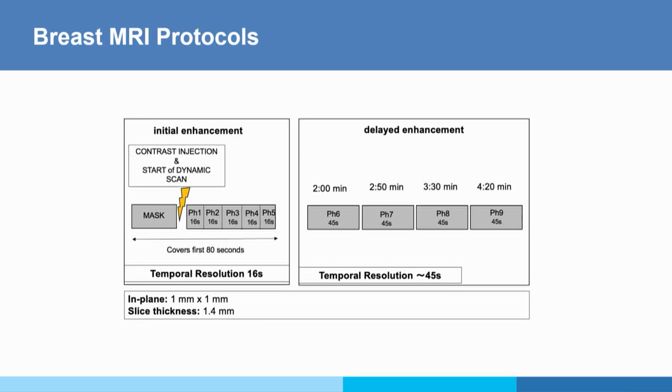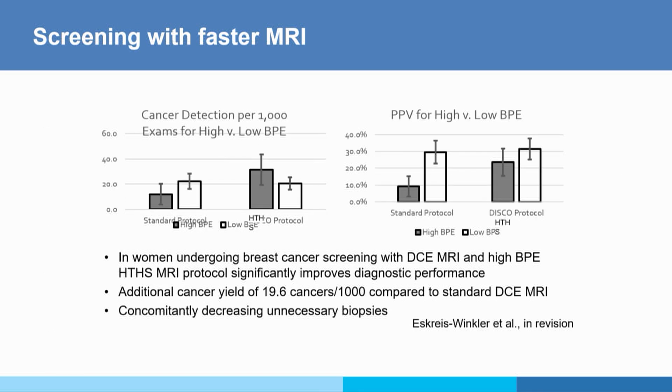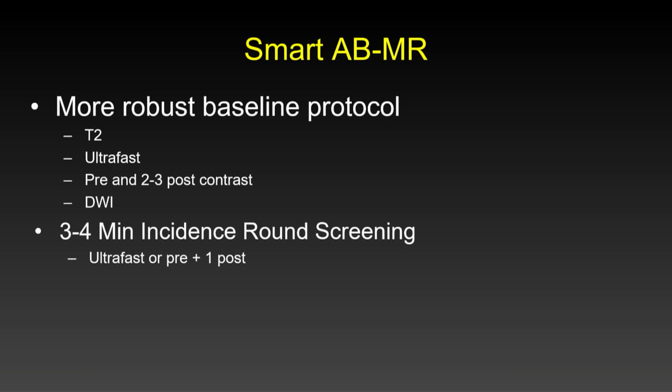But as I mentioned before, Sarah Winkler's data, I'll just jump to the slide, showed that having that ultrafast early on, particularly in patients with BPE, can drastically increase the sensitivity in patients with high BPE. So I think if you're doing an ABMR program or starting it up, you should incorporate some type of ultrafast first. You could do an ultrafast for 60 seconds, let's say 4 15-second phases, and then switch to either your gradients or do a longer ultrafast for a better resolution scan.